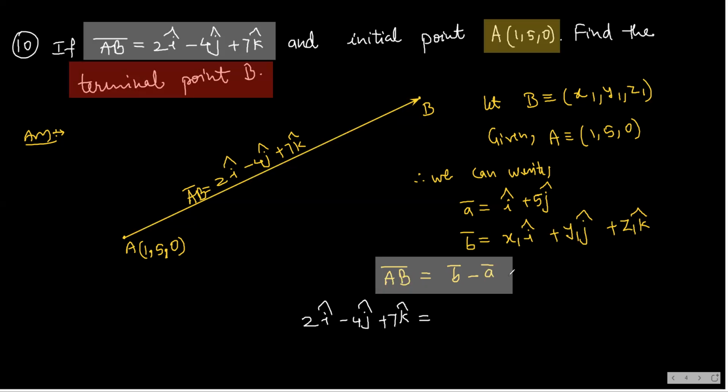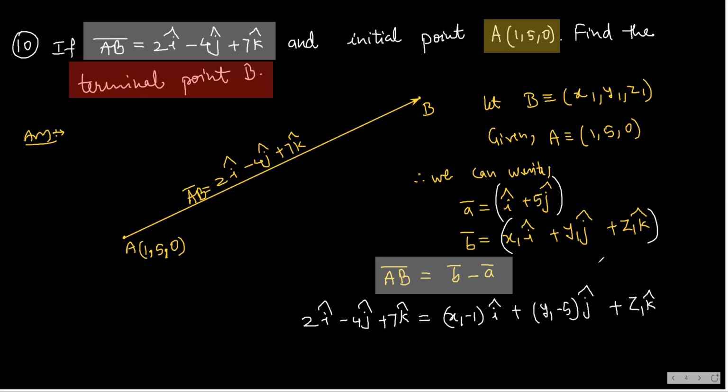On the right, where I have B bar minus A bar, I would actually subtract A bar from B bar. So B bar minus A bar, what I have is x1 I cap minus I cap. So you take I cap common, you'll get x1 minus 1 I cap plus y1 minus 5 j cap plus z1 k cap.